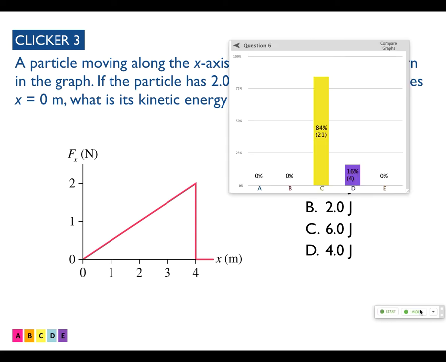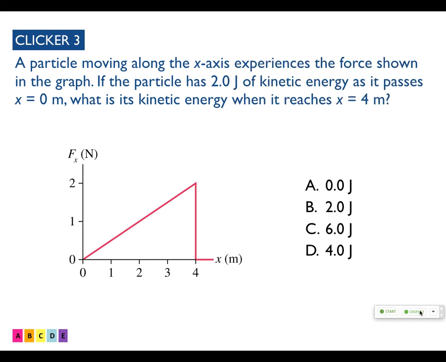Okay, so let's talk about this. At this point, we start with a kinetic energy of 2 joules. From the work kinetic energy theorem, we're looking for kinetic energy final. Work is equal to kinetic energy final minus kinetic energy initial. So if we want kinetic energy final, it's just work plus kinetic energy initial.